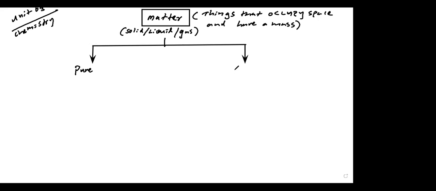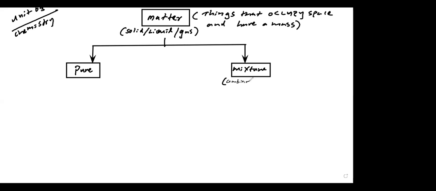If it is not pure, that means it's a mixture, with more than one component. If it consists of only one component, it's pure. If it has more than one component, it's a mixture, a combination of two or more substances.